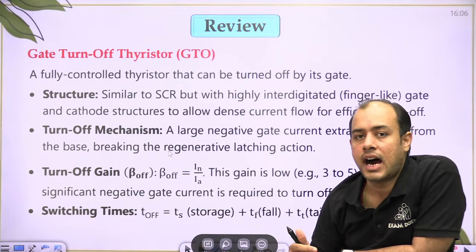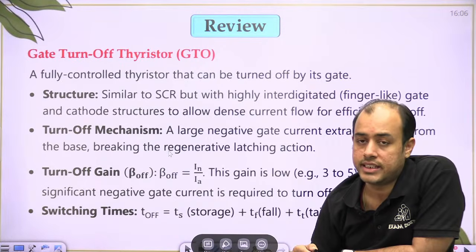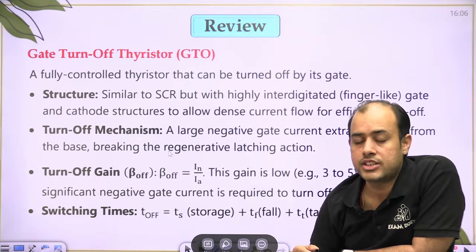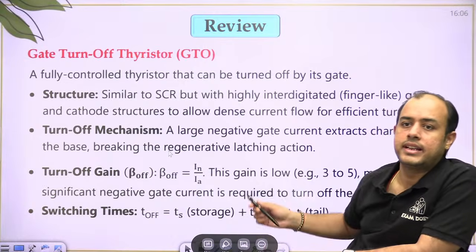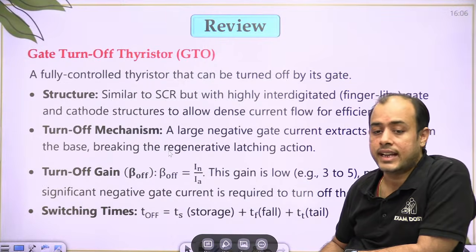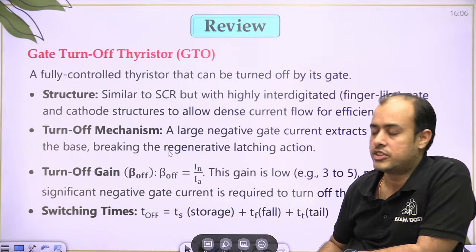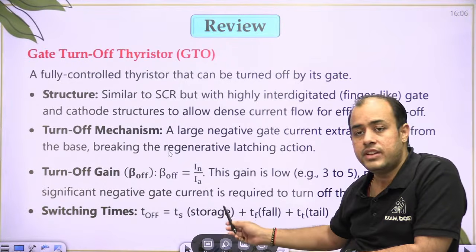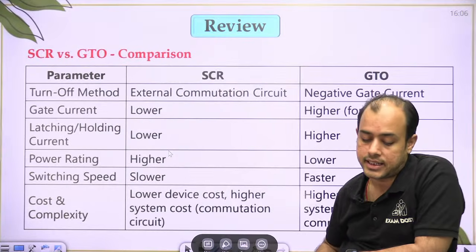So, we need a large negative current to turn off the GTO, because of which the turn off gain is very poor. It is 3 to 5. That means a significant negative current is required to turn off GTO. In the turn off time, we have storage time, fall time, and the tail time.